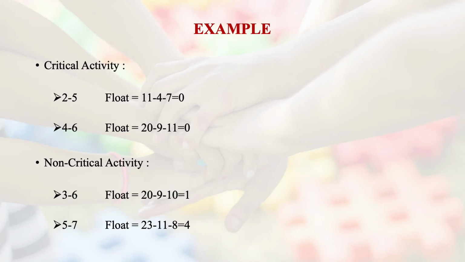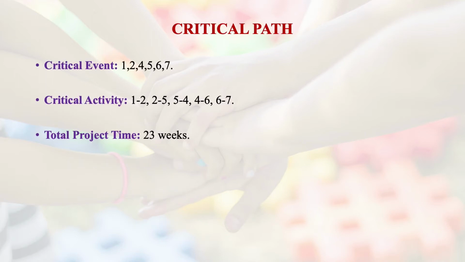So the activity of path 5 to 7 can be delayed by 4 weeks. The activity from path 3 to 6 can be delayed by 1 week. In case we are running short of resources, these resources can be utilized for these many weeks onto our critical path activities. So those critical path activities once again are 1 to 2, 2 to 5, 5 to 4, 4 to 6, 6 to 7.